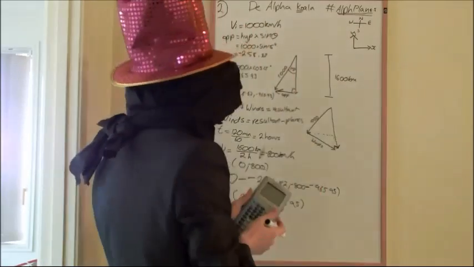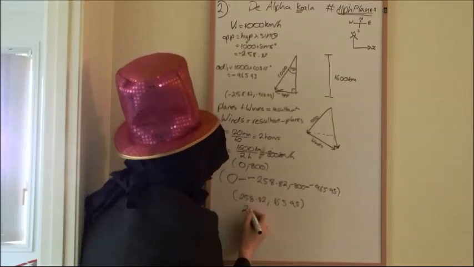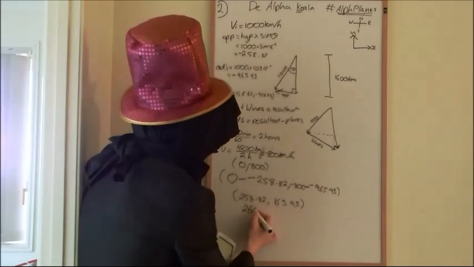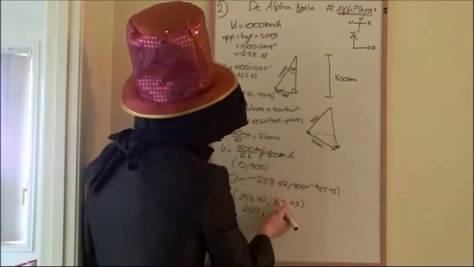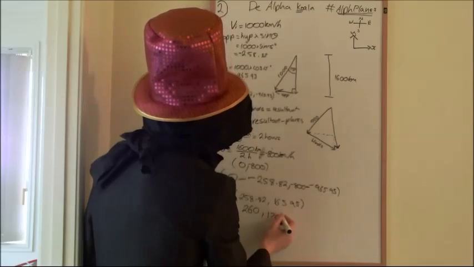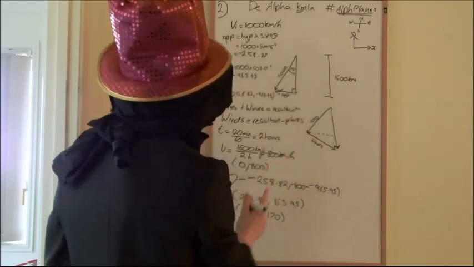Now, we want to round to two significant digits. I'm pretty sure that's what the question asked for. Yes, it did. Okay, so this to two significant digits is 260, and this to two significant digits, this is going to round to a 6, this is going to round that to a 7. So it's going to be 170. And that will be the velocity of the wind.